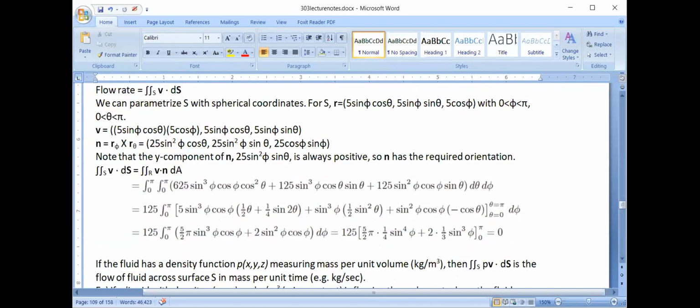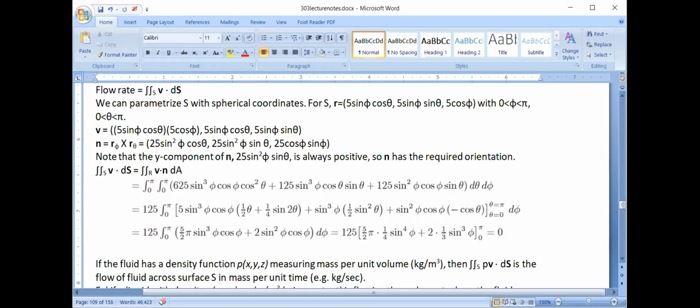So what if the fluid has a density function, rho of x, y, z, that measures the mass per unit volume, kilograms per cubic meter? Well, now throw that in there and what do you get? The double integral over the surface of density rho times velocity field v dot dS. That is the flow of the fluid across the surface S, but now it's mass per unit time, kilograms per second.